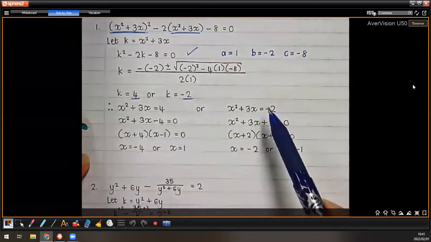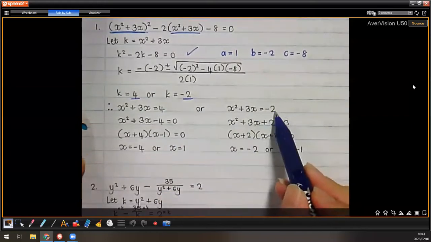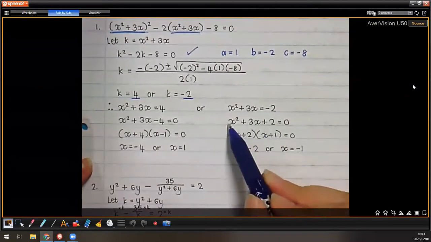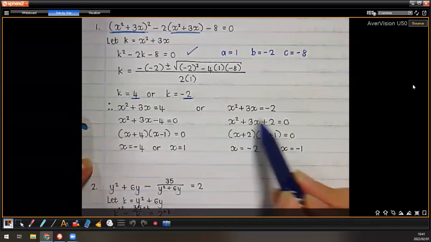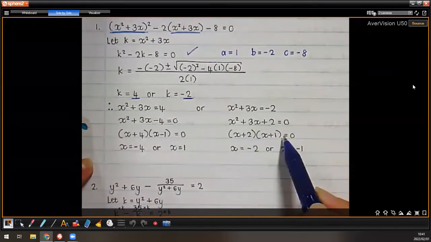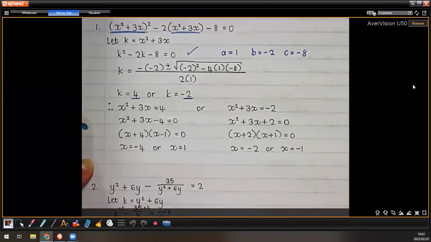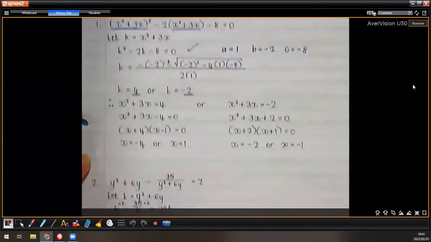And then from the other one, you have to do the same thing. To get it in standard form, you need to move the -2 over, it will become +2. Then here, a is 1, b is 3, and c is 2. So you didn't have to factorize, you can just use the formula, and then we'll get the same answer. And that's basically what you have to do every time. You look for the repeated expression, you replace it with k, solve for k, then put the repeated expression back equal to those values.